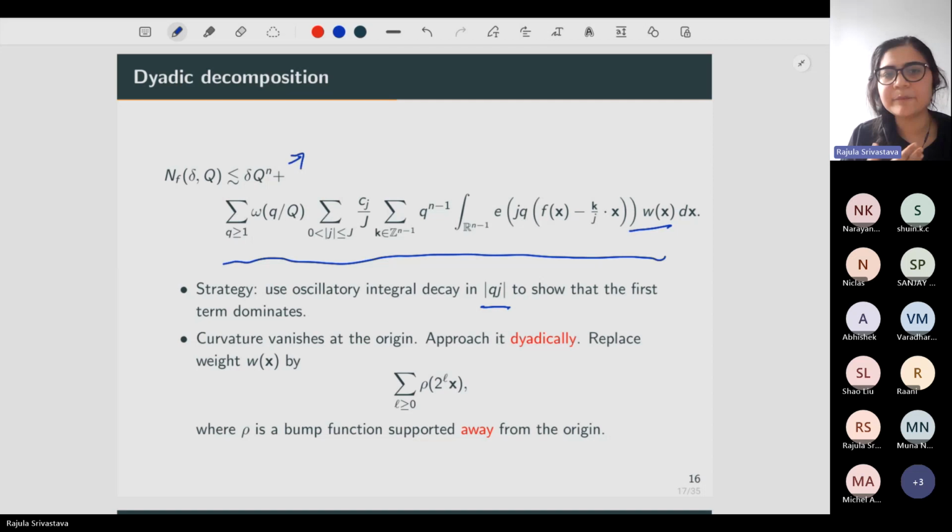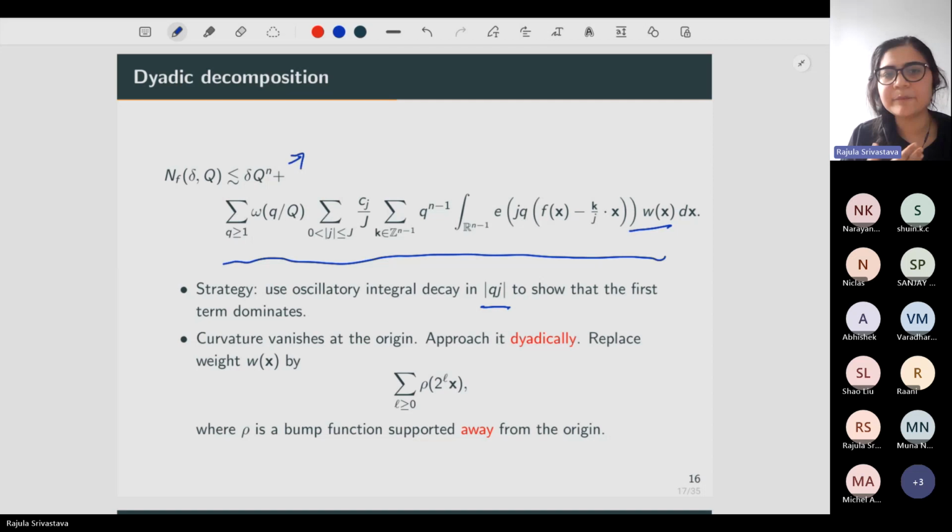If the first derivative vanishes, perfect, that's really great. But if the first derivative vanishes and the second does not, you still get some decay by using stationary phase. But right from our assumption, we know that at the origin, the second derivative of my function will vanish. So what do I do to handle that?